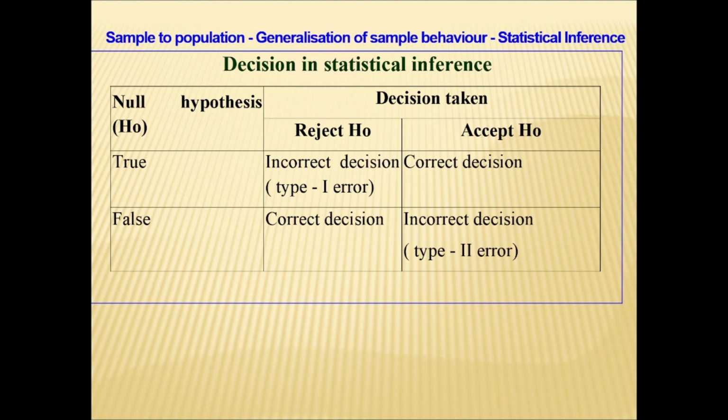Again, the null hypothesis is true, and we accept it. So this is the correct decision. Second, the null hypothesis is false, and we reject it. So this is also a correct decision. But if the null hypothesis is false, but we are accepting it, that means we are committing an error. So out of four, there are two types of error. One is type 1 error, the other type 2 error.